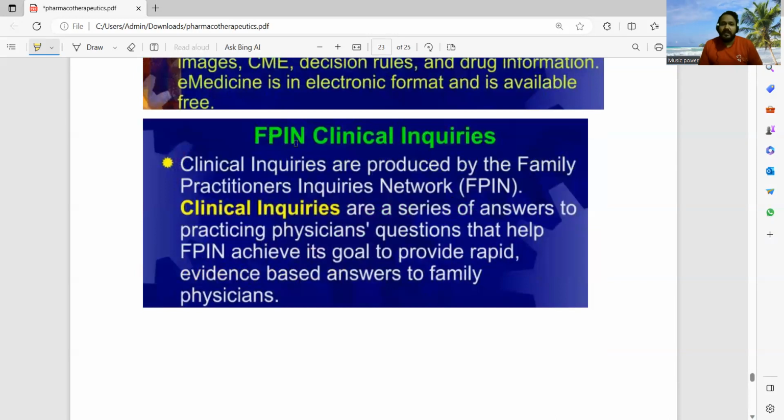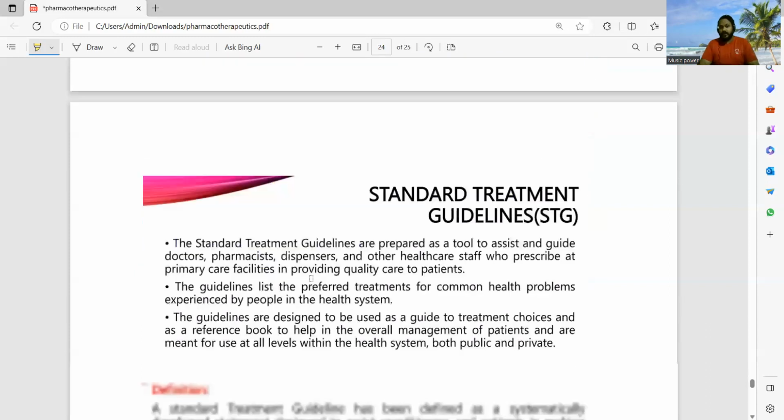Now, what is FPIN? Clinical inquiries. Its full form is Family Physicians Inquiries Network. Clinical inquiries are produced by the FPIN. Inquiries are a series of questions to practicing physicians, questions that help FPIN achieve its goal and provide rapid evidence-based answers to the family physicians.